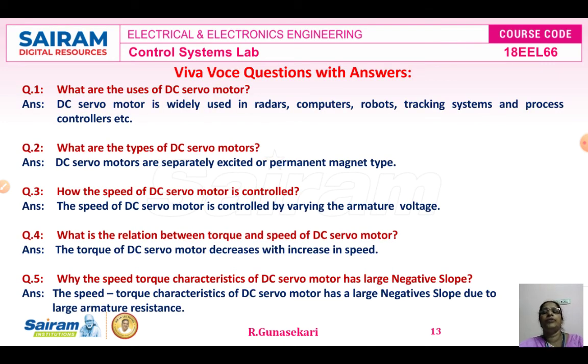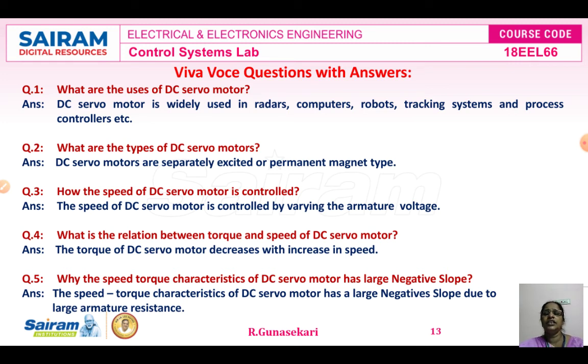Then the viva voce questions with answers for this experiment. First, what are the uses of the DC servo motor? The uses are radars, computers, robots, tracking systems, etc. Then what are the types of DC servo motor? Separately excited is there, permanent magnet type is also there. How do we control the DC servo motor speed? With the help of armature voltage only we have to vary.